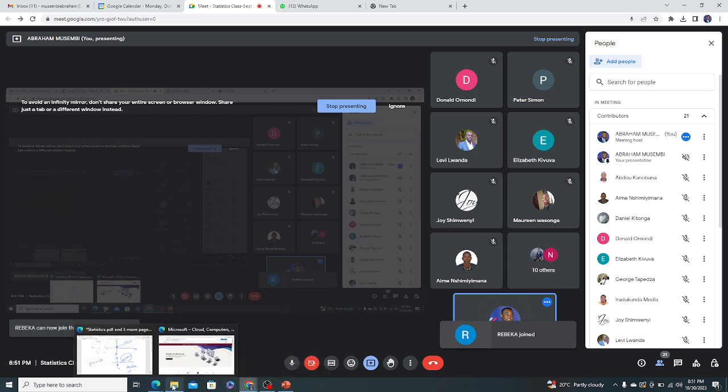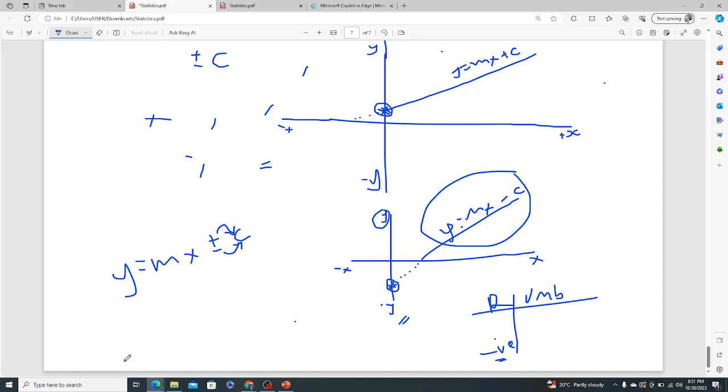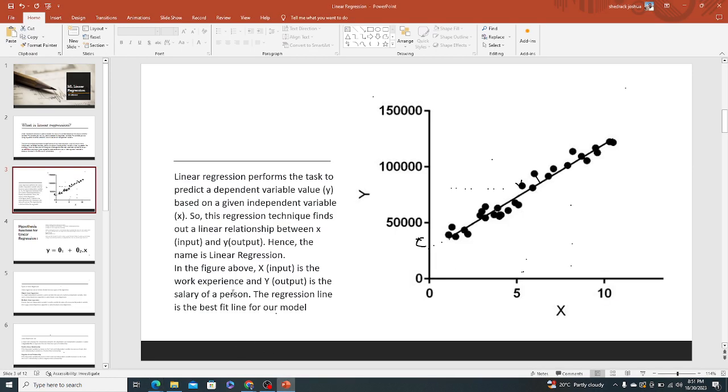Okay, so we can continue. So we have the salary. We had given an example of salary, in terms of experience.